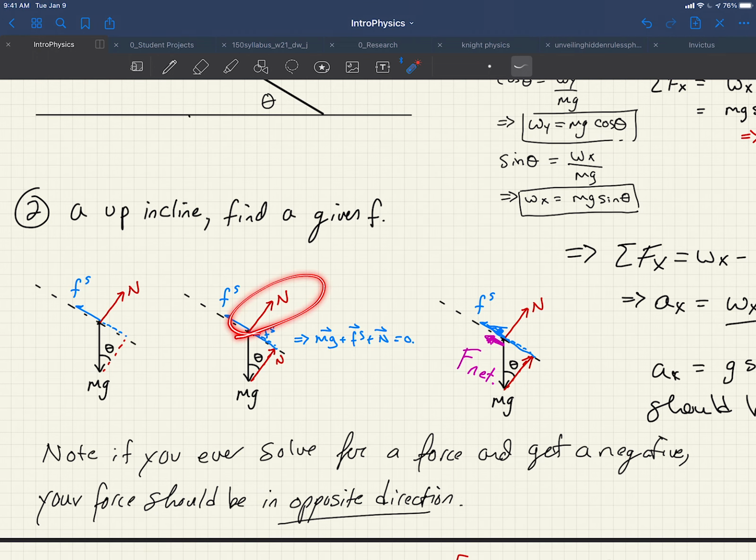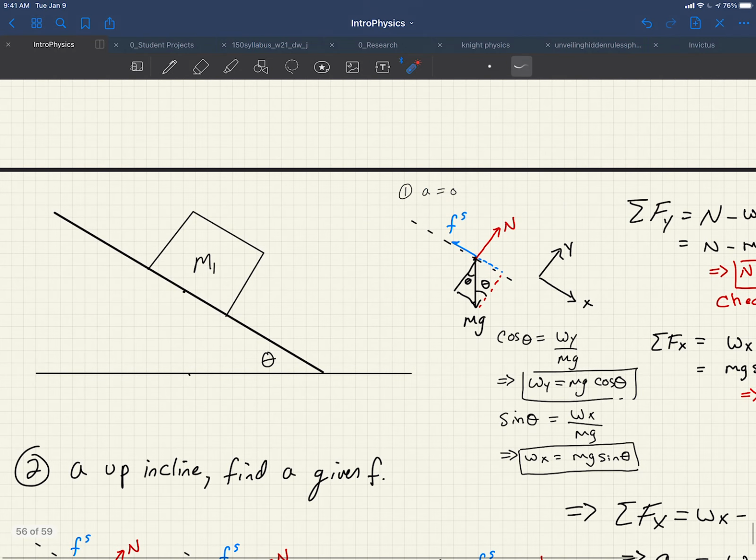Could this normal be directed downward? Could the interaction of this surface cause this block to be pulled down? I hope you would agree the answer is no. Maybe if there was Velcro or something like that going on, but in general, no. The normal, or that interaction from that surface, is going to be this way, not that way.